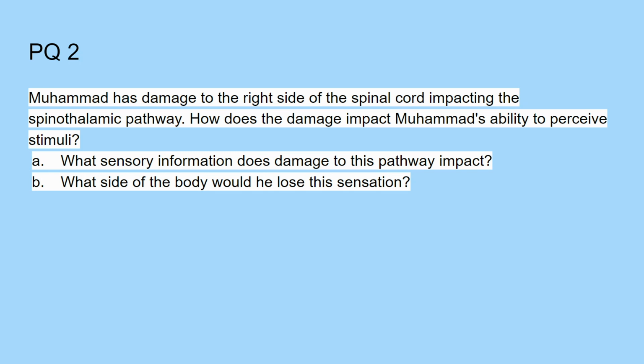Okay, so there's damage to the right side of the spinal cord, impacting the spinothalamic pathway. How does the damage impact Muhammad's ability to perceive the stimuli? So what sensory information does damage to this pathway impact, and what side of the body does he lose this sensation? So let's start with the first part. What sensory information does damage to this pathway impact? Yeah. Mainly temperature. And then what side of the body would he lose the sensation?